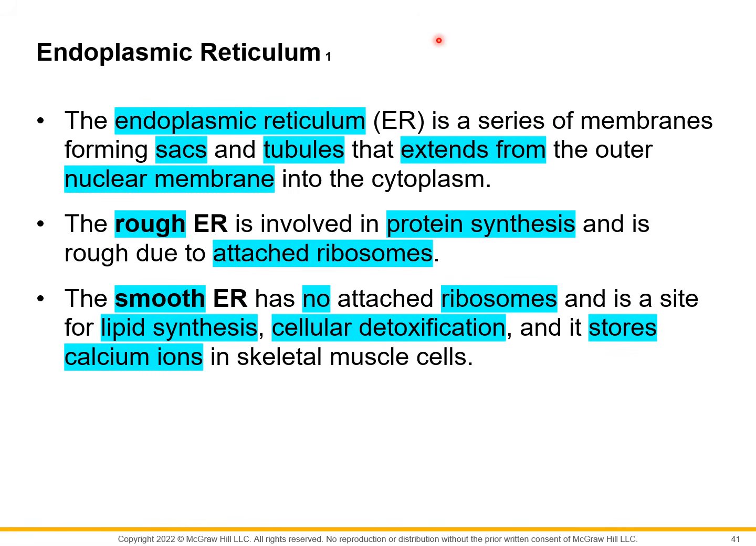Next is the endoplasmic reticulum. The endoplasmic reticulum, or from this point onward, we could just refer to this as the ER. Okay, so the ER is a series of membranes that could either form sacs or tubules that could extend from the nuclear membrane into the cytoplasm.